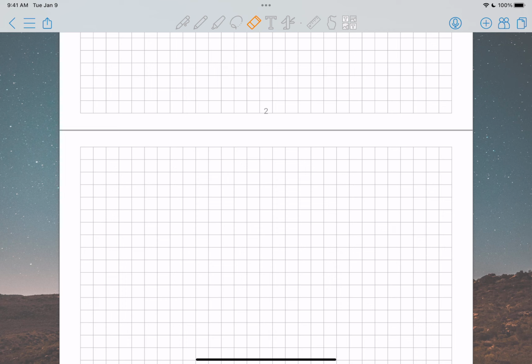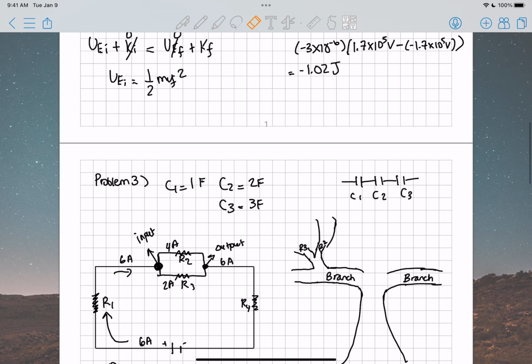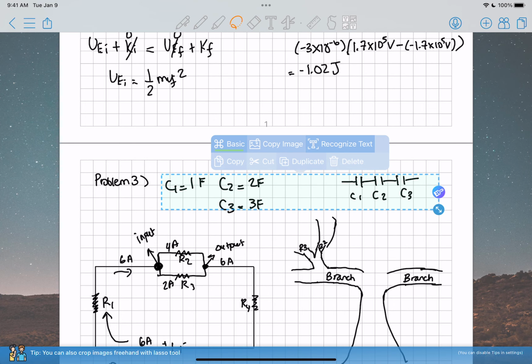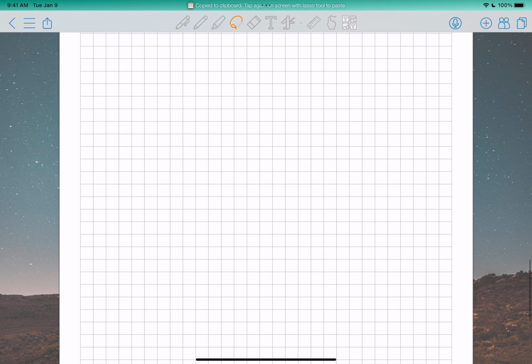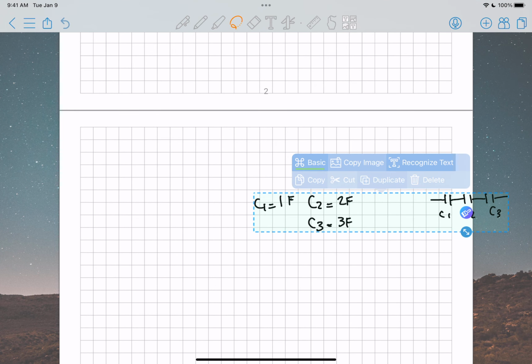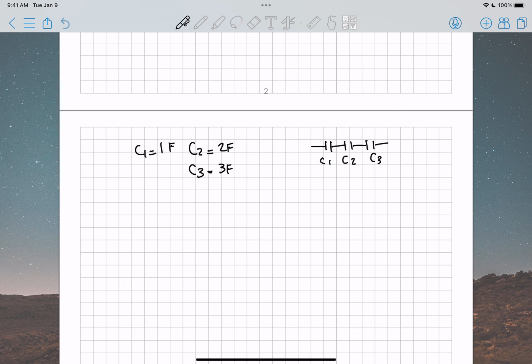So problem 3 here is capacitors, right? Calculate the equivalent capacitance for the arrangement shown. So let me copy this. So here's the capacitors, right? Are these capacitors in series or are they in parallel? Series, excellent. They're consecutive, they're continuous, there's no branching between them, right? How do we add up capacitors in series then?